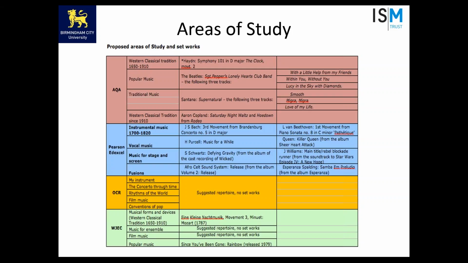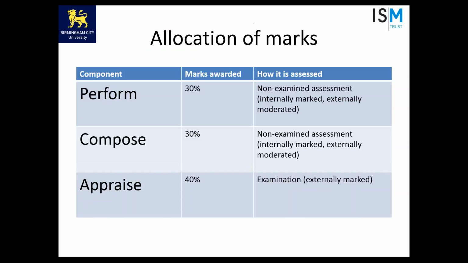So the Edexcel syllabus has gone for set works, whereas OCR has gone for completely suggested repertoire and no set works. And the Welsh board, the Eduqas, has got a good combination really between some set works and some suggested repertoire. Now with all of the boards, they've also given out a list of suggested repertoire, because one of the givens on the listening paper is that it cannot be exclusively based on set works, which is how the Edexcel one is currently.